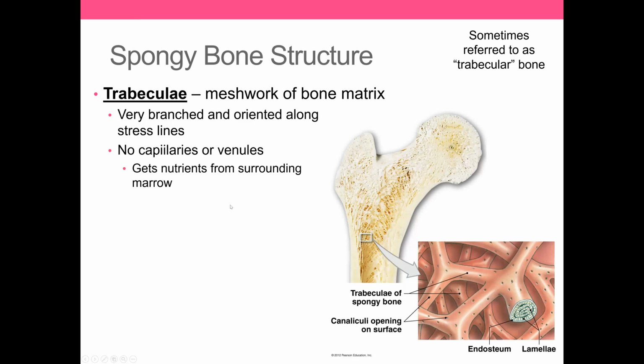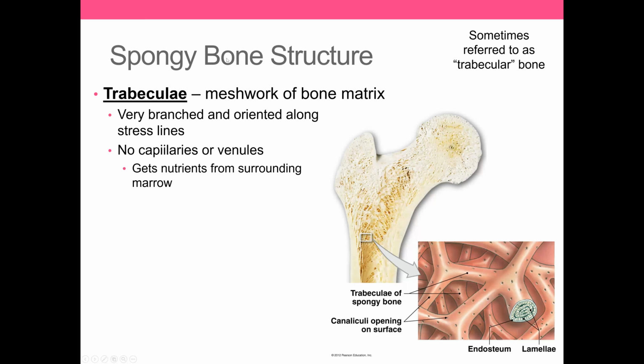The trabeculae are very branched, and within a single bone, they tend to be oriented along the stress lines. So the trabeculae in the spongy bone will orient themselves according to how the bone takes stress or force. There are no capillaries or venules on the inside of the trabeculae, like you have the central canal in the middle of osteons in compact bone. You don't have that with spongy bone. Instead, the osteocytes are getting their nutrients from the surrounding bone marrow.